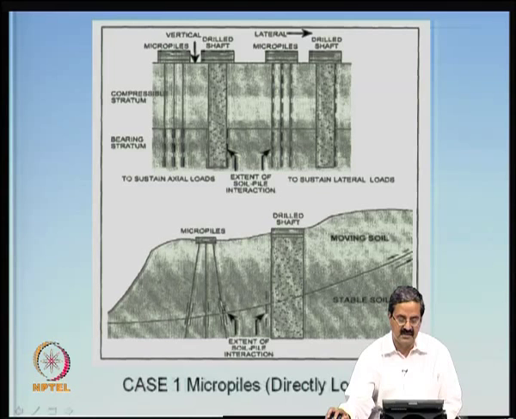What I just mentioned, case one, is an example where the load is directly taken care of by the micropiles, the vertical load. Here it is the same thing, but shear is something different; that is case two. So the vertical load is taken care of by this system, right?